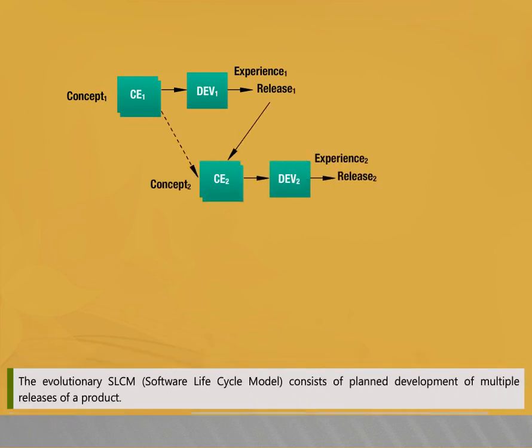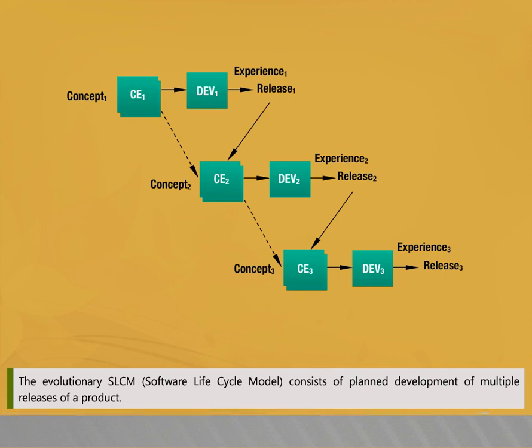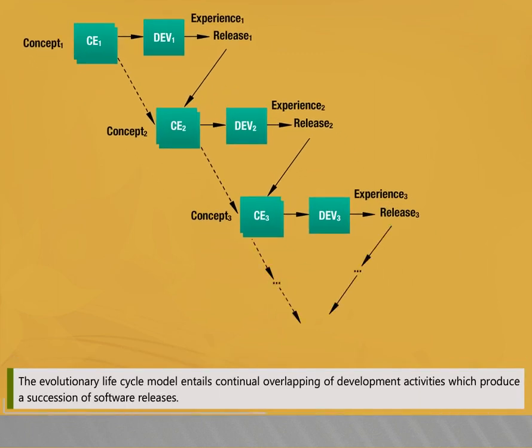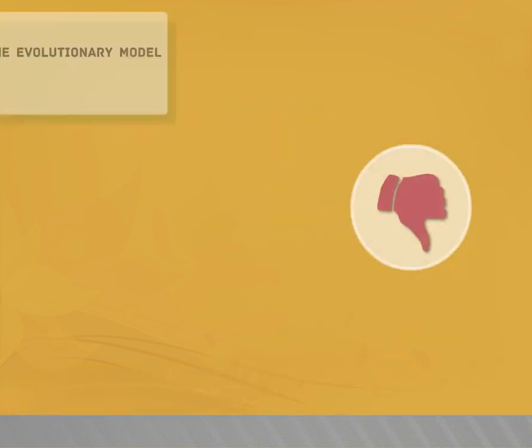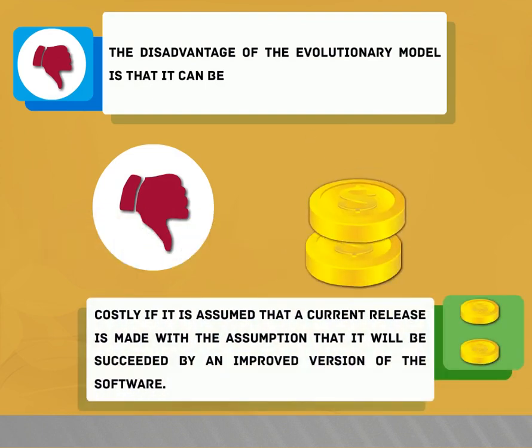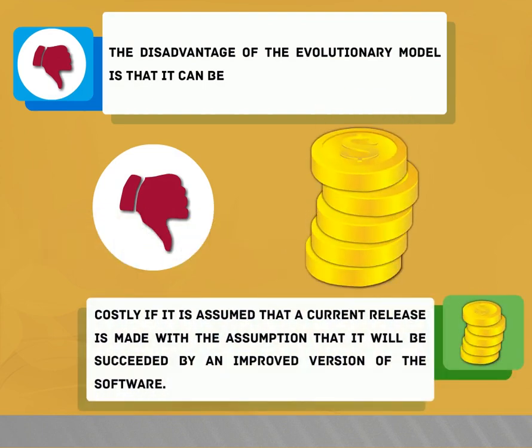The evolutionary SLCM, that is software lifecycle model, consists of planned development of multiple releases of a product. The evolutionary lifecycle model entails continual overlapping of development activities which produce a succession of software releases. The disadvantage of the evolutionary model is that it can be costly if it is assumed that a current release is made with the assumption that it will be succeeded by an improved version of the software later.